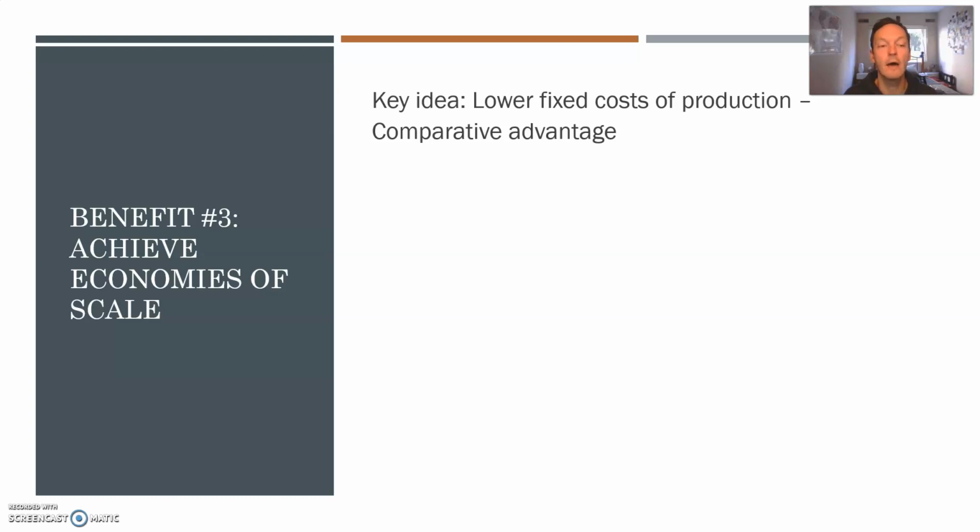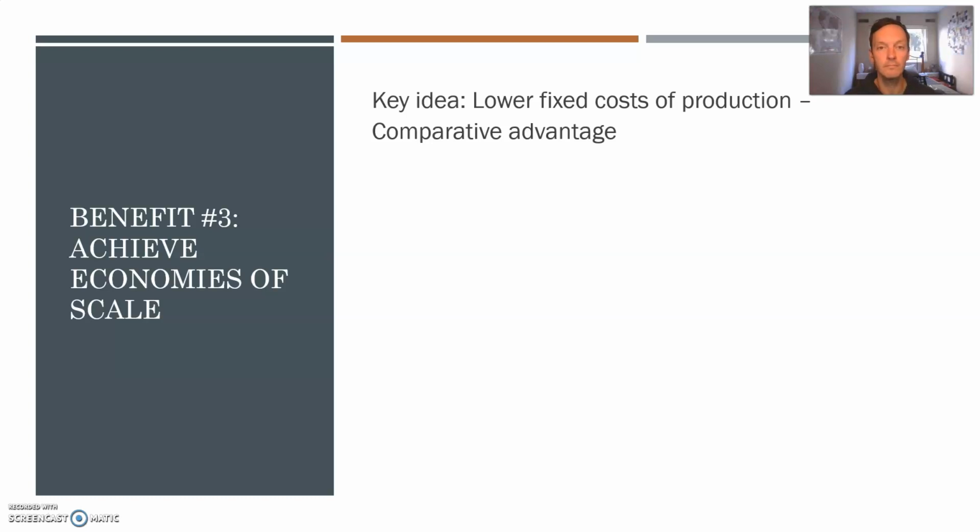So how does international trade achieve economies of scale? Well, what it does is it enables businesses, and this is the key idea, to have lower fixed costs of production in the areas that this economy has a comparative advantage. So there's a lot that we're going to unpack there. So lower fixed costs of production, let's talk about that.